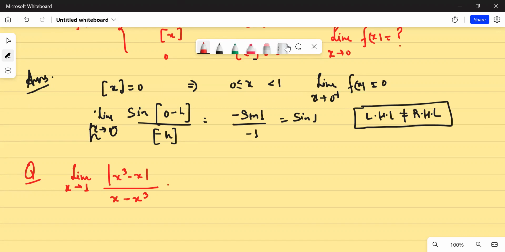So let me do the question. Okay. So what do you say? The left hand limit is... Just let me find an answer to this. So first is, limit does not exist. Okay. So the answer is limit does not exist.